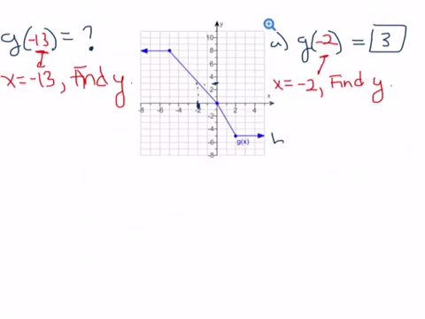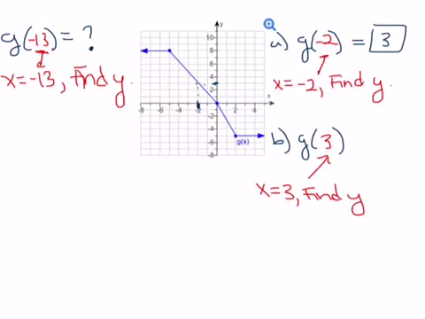Okay, let's do one more. Let's find g of 3. Now remember, the number inside the parentheses is your x value, so when x is equal to 3, we're going to find the y value. Looking at our graph again, finding x equals 3, here's x equals 3. And then going over to our graph, it looks like the y value is negative 5.